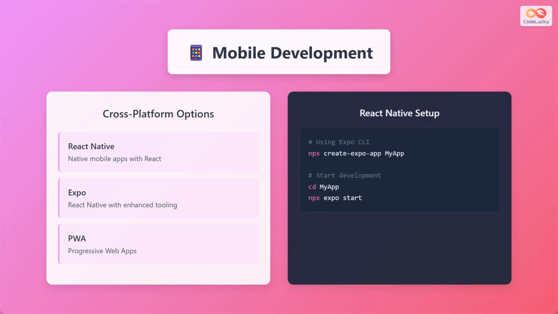To set up a React Native project using Expo CLI, run the command npx create-expo-app my-app. Then, navigate into your project directory using the command cd my-app and start the development server by running npx expo start.